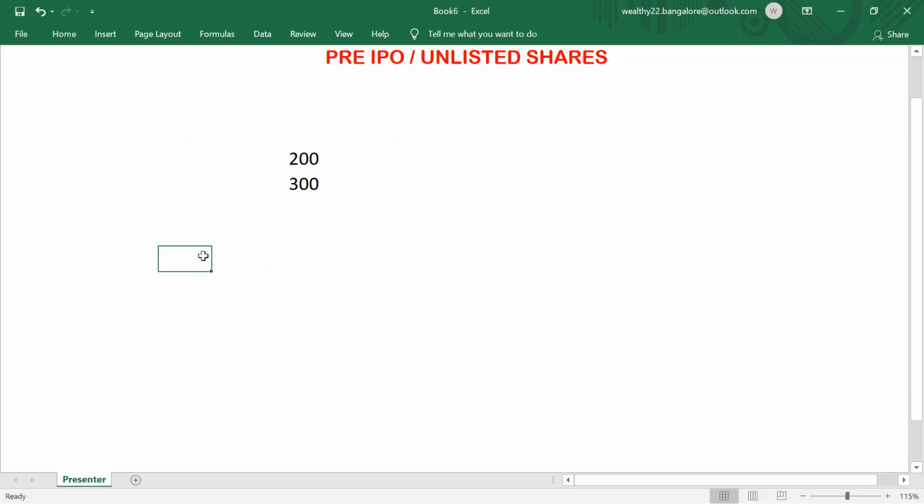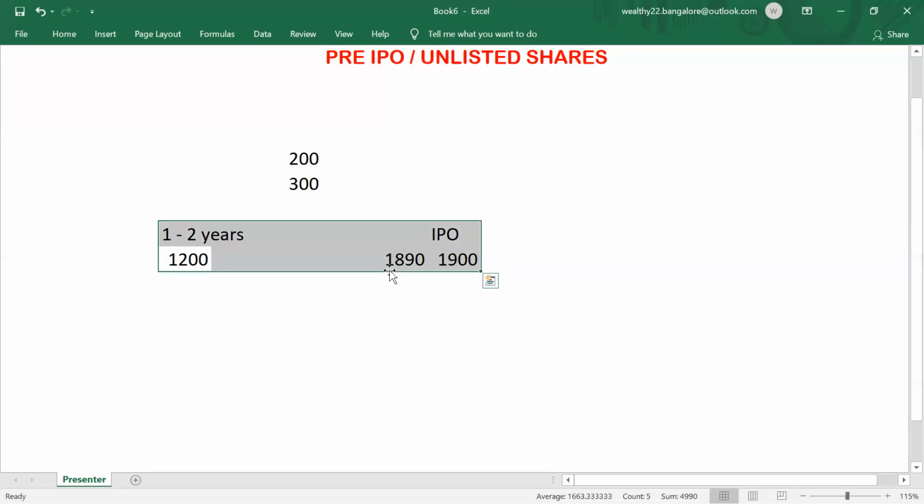So what happens is the price actually moves up to a point. Supposing this was trading at 1,200 rupees and the IPO price becomes 1,900 rupees. Just before the IPO, the price will keep moving and come very close to the IPO price. So at this point in time, it doesn't make any sense to buy just before the IPO. The best way to do it is 1 or 2 years prior to the IPO, and that's when you can unlock the best valuations.